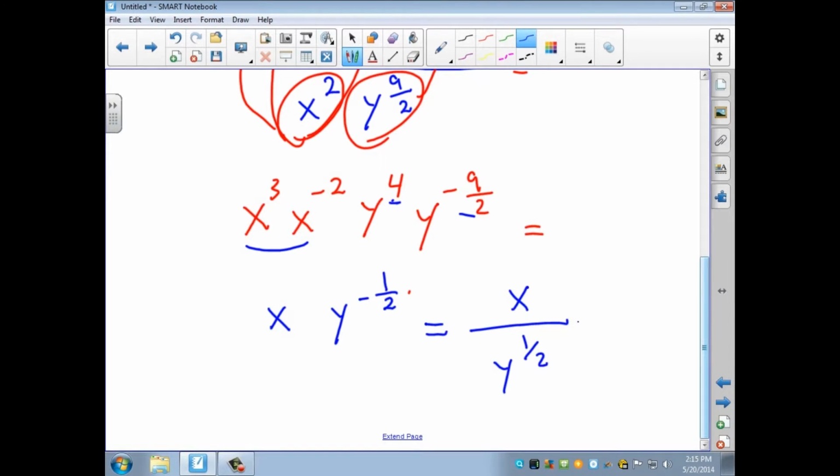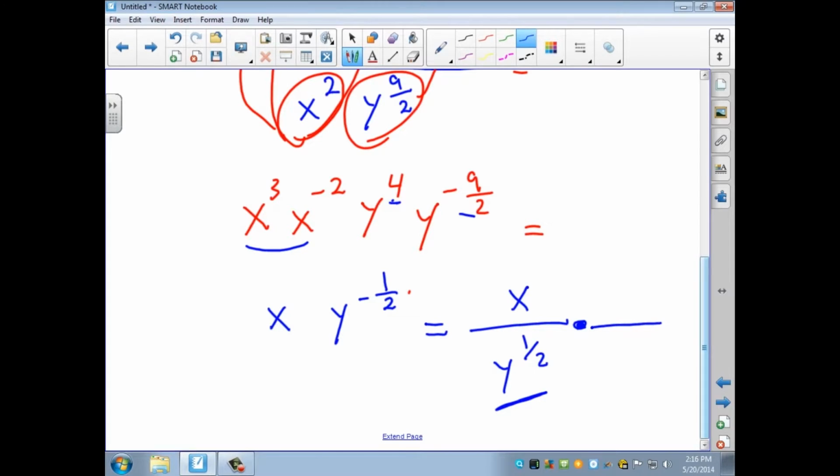Now, if you like, you can put that in terms of square root, or actually technically you have to rationalize the denominator, because when you talked about simplifying with the radical, one of them says that you cannot have a radical in the denominator, and here y to the 1/2 is the square root of y. So how do you rationalize the denominator here?